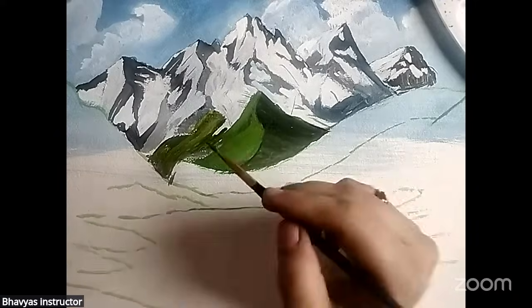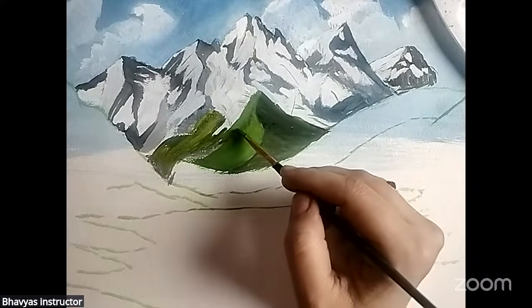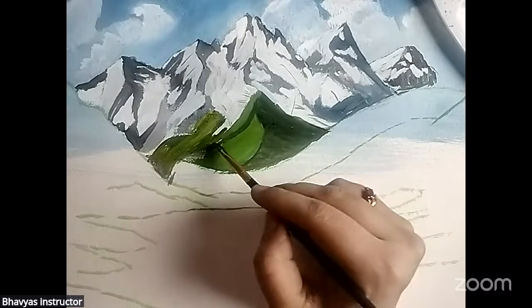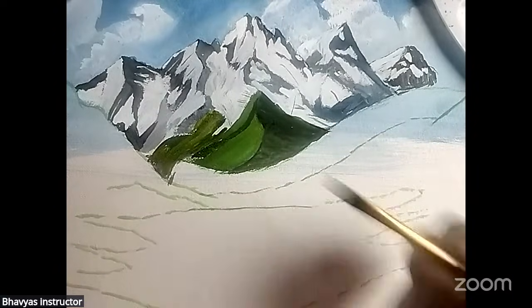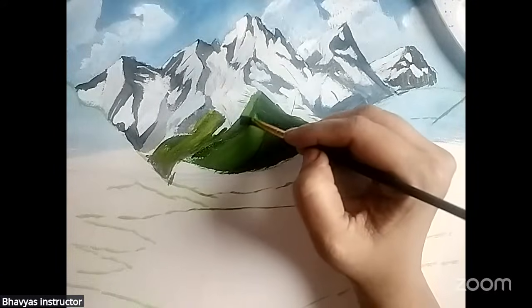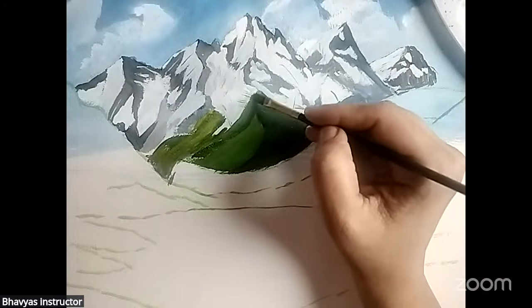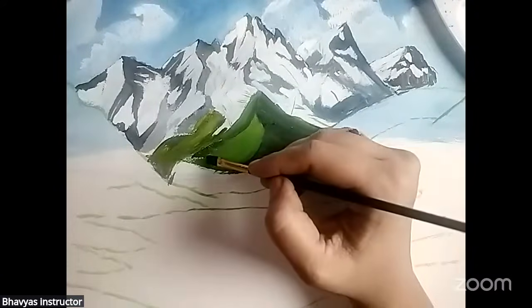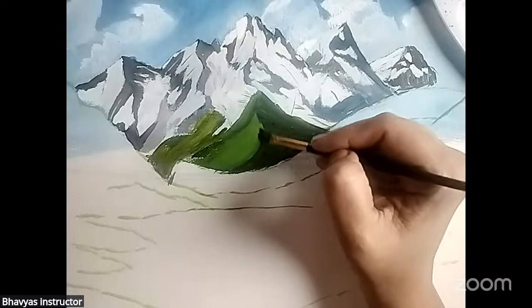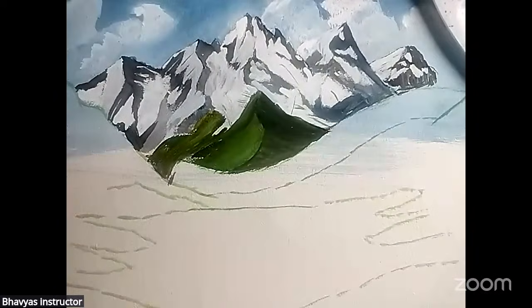So to get the shadow value, what I'll do, I'll add little bit of dark green like this to get the shadow value. And so I don't leave any sharp edges. To avoid the sharp edges, again I'll be blending like this. Clean your brush properly and blend the lines like this. Okay. So now the green part of the mountain is done.